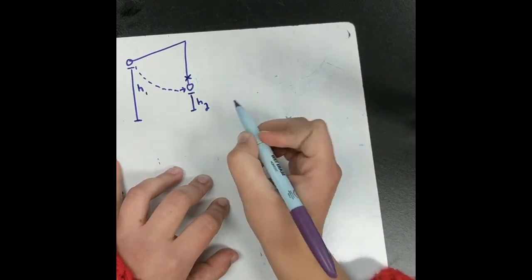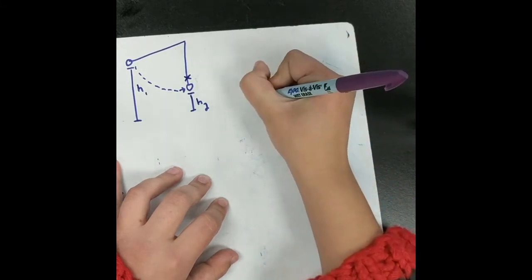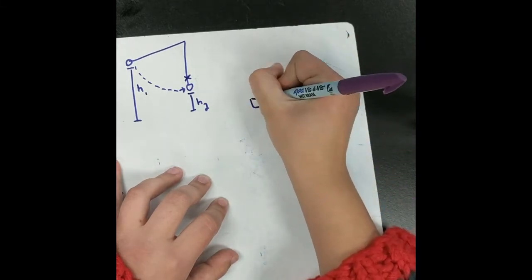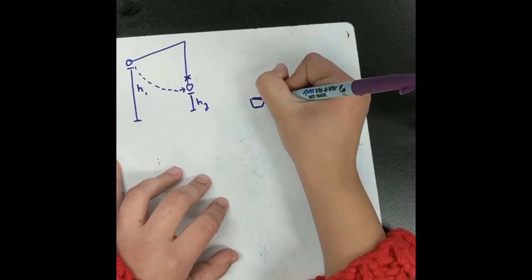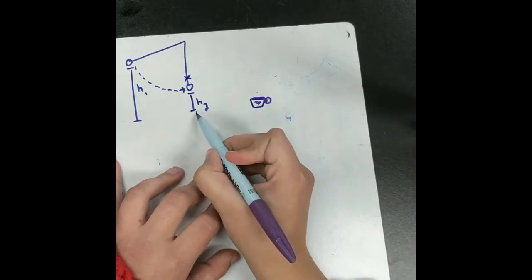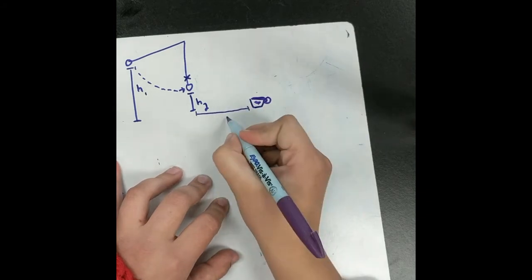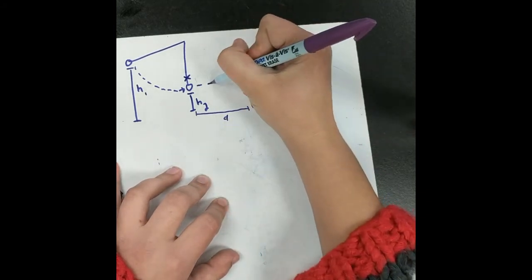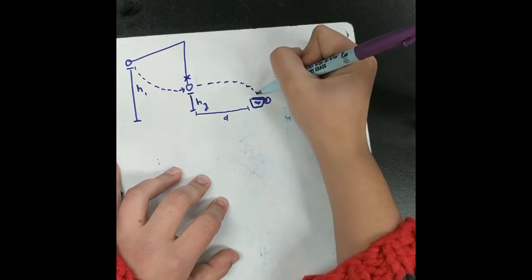Okay. Then you were in charge of telling me where we needed to put the cup. It's a mug, so yeah, that's the cup. You were in charge of telling me where to put it so that the ball would go right in.